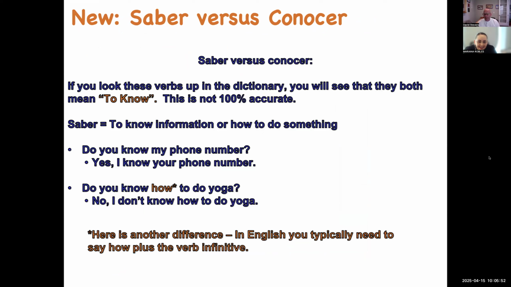Let's talk about the difference between saber and conocer in English. If you look these words up in the dictionary, you'll probably find that they say to know, but this is not 100% accurate. Saber specifically means to know information or how to do something in English. For example, do you know my phone number? Yes, I know your phone number. Do you know how to do yoga? Yes, I love yoga. Okay. So here you would say, I know how to do yoga. So in English, we have to say how to.